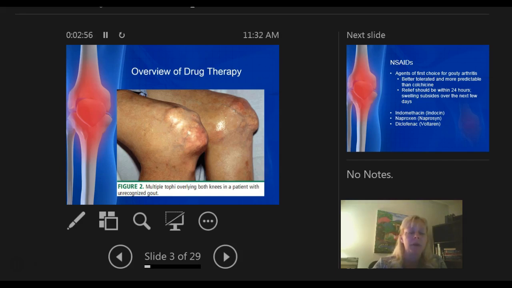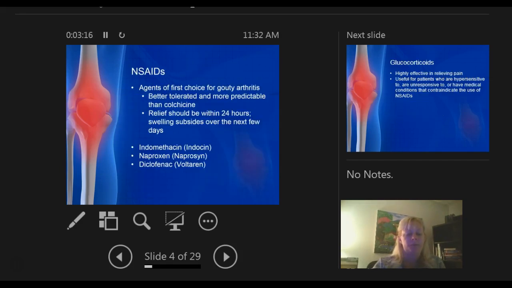If you have it in the great toe, you may be able to just treat it okay on an as-needed basis with a medication. But if you have it in the large joints, your ankles, your knees, which are very common, you want to be on a preventative therapy no matter what, even if it's just the first episode. So what is going to be first line?